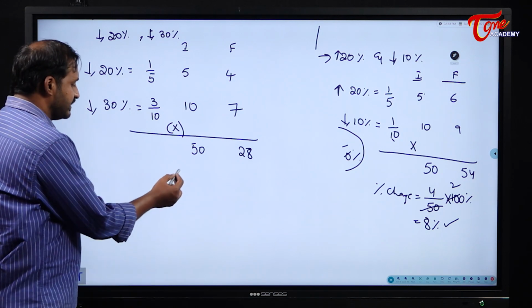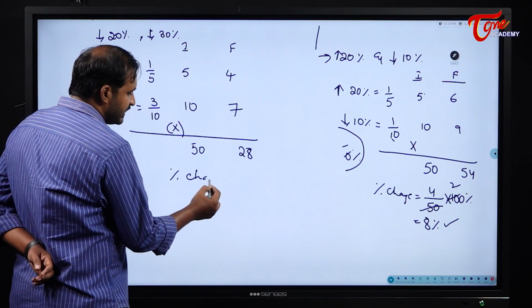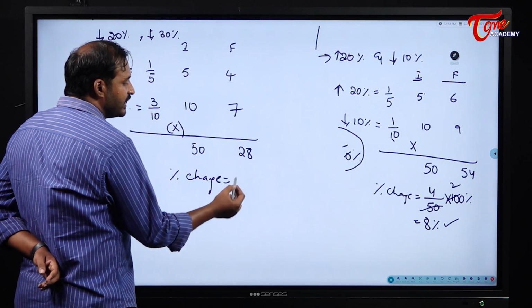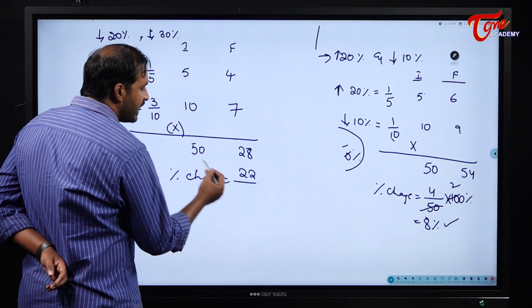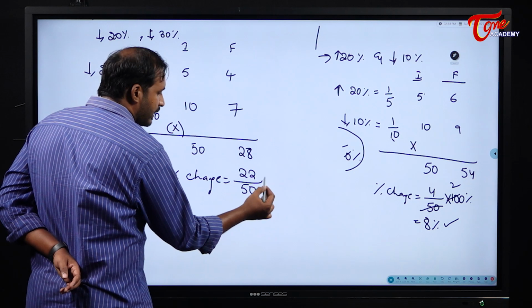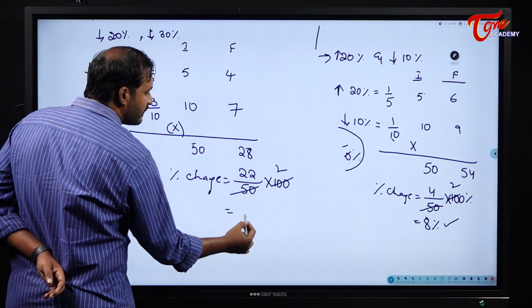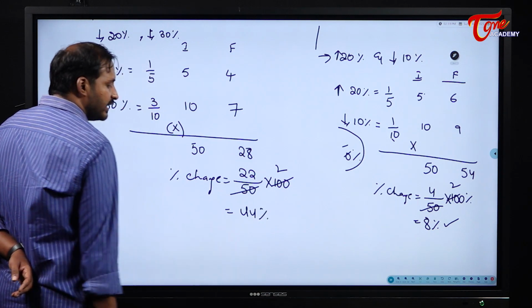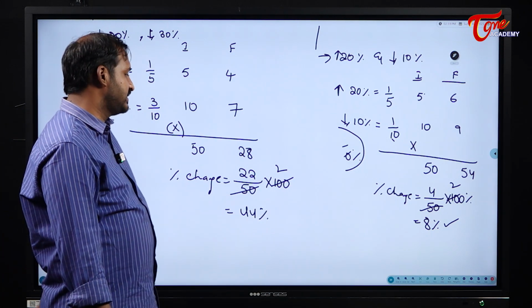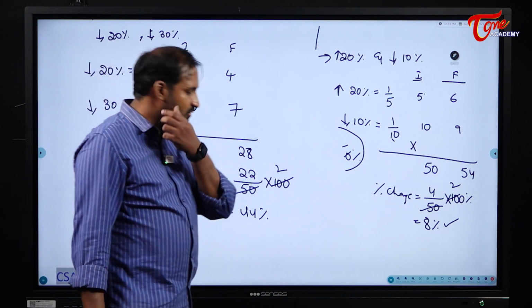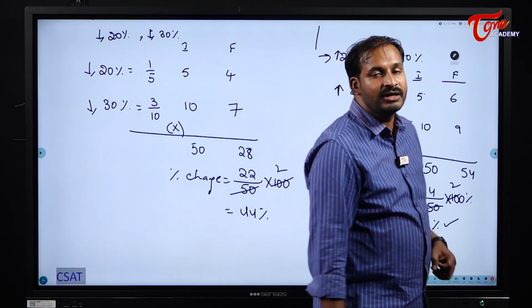So now, percentage change. Percentage change will become what? 50 minus 28, it will become 22. By the actual value, 50, into 100. 22 twos are 44%. Increase or decrease? Decrease. So the value will be decreased by 44%.